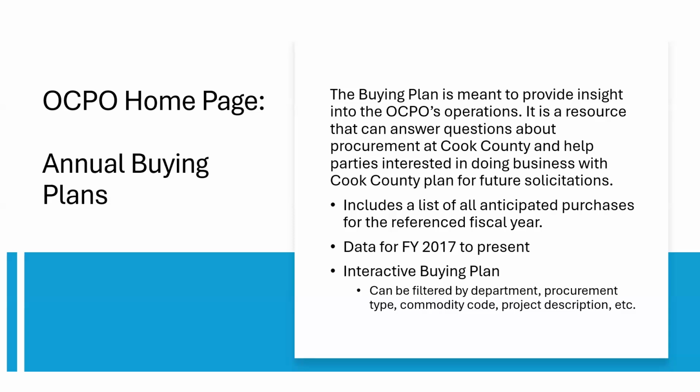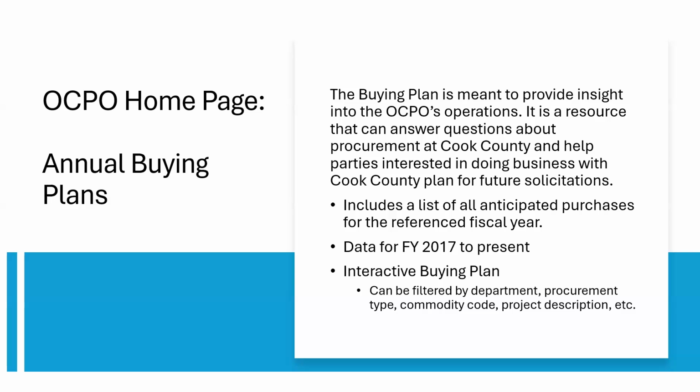So we make that information available on our homepage. That data goes back to fiscal year 2017. So if you guys are interested in that, and again, that buying plan, we have a PDF version available also with a narrative of what we do, how we do business, our different procurement types.